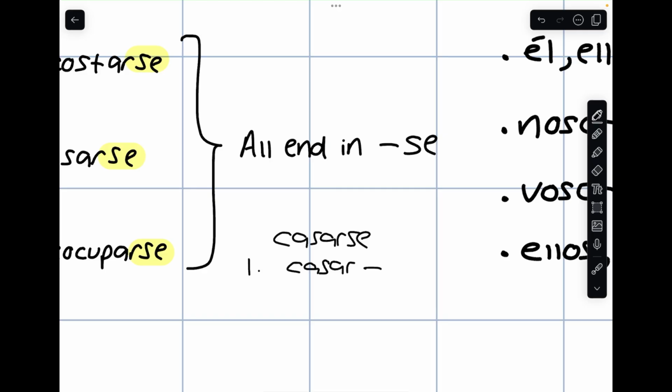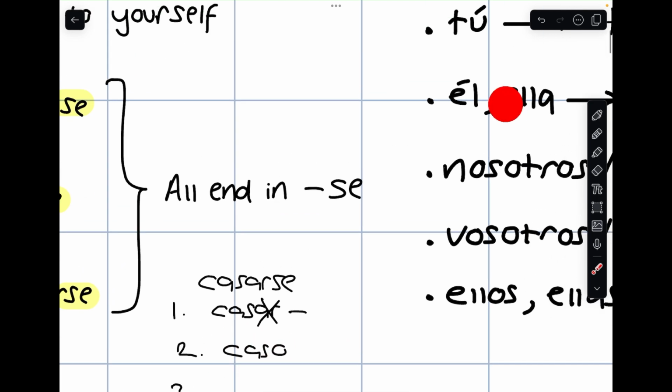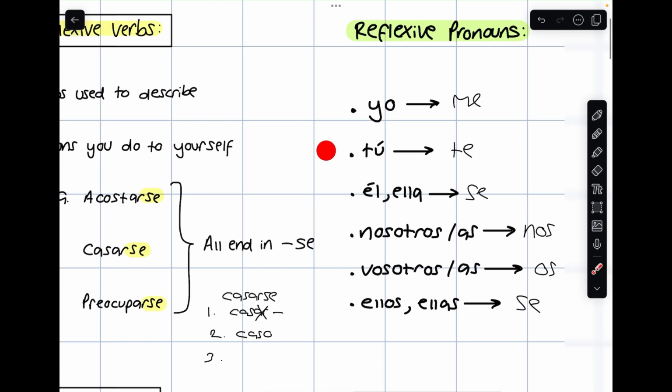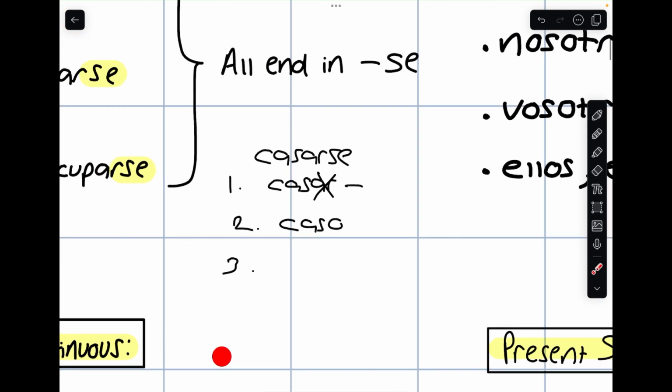So we're left with casar. Then I'm going to conjugate my verb, let's say, into the present tense. So I take off the ending and then add on my new ending. So I'm going to say caso, for I get married. However, we now have to find the matching reflexive pronoun. So I've conjugated my verb into the I form, so I have to find the corresponding reflexive pronoun, which is me. So I add me in front, and I'm left with me caso.